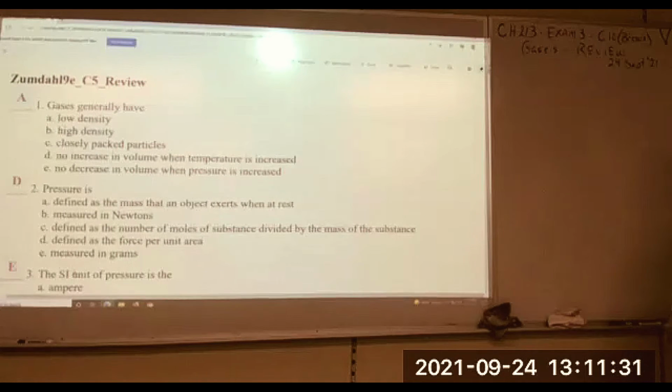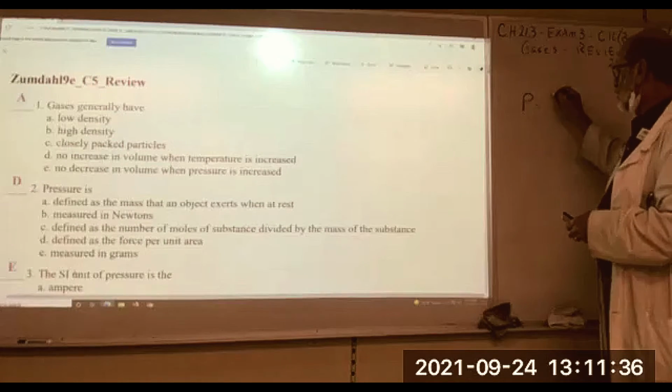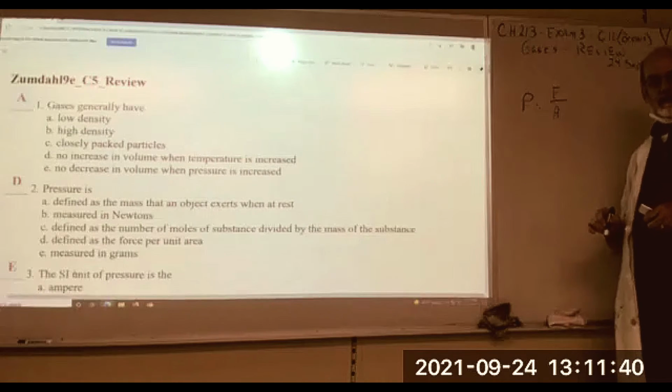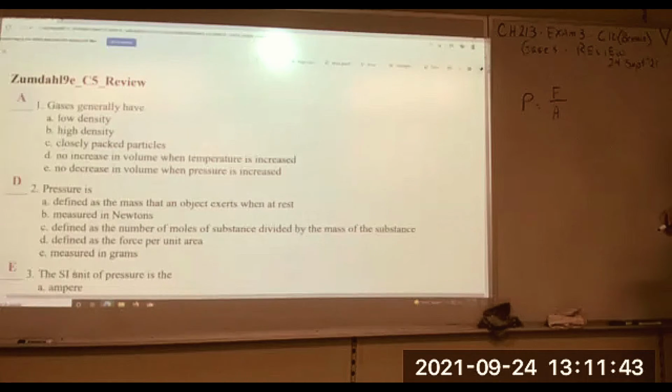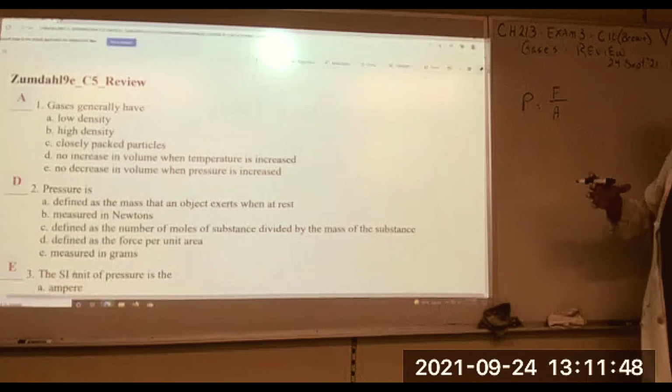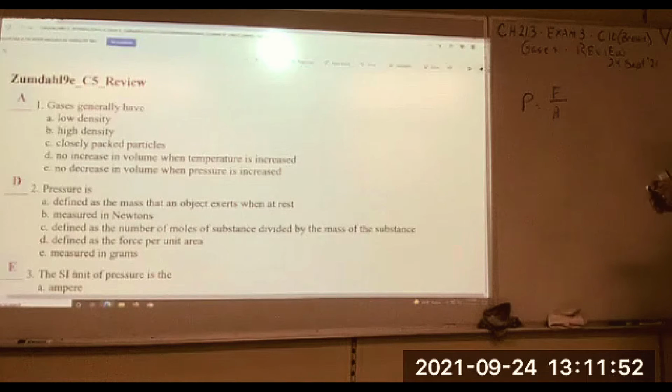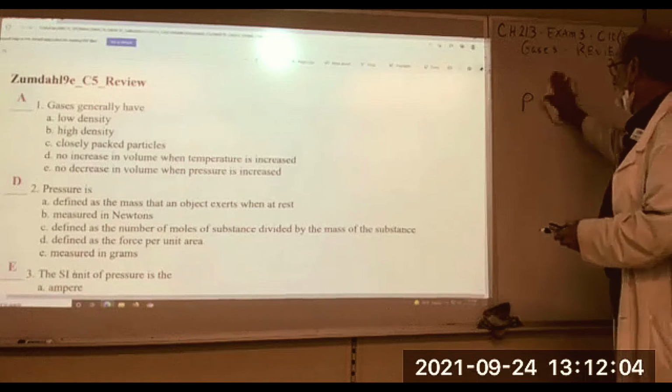What's the definition of pressure? Remember that one? Pressure equals force per unit area. It's an intensive property. In other words, pressure stays the same no matter how big the area. You increase the area, you increase the force. Okay. But there are units associated with it. Defined as the force per unit area. Okay, we got that answer all right.